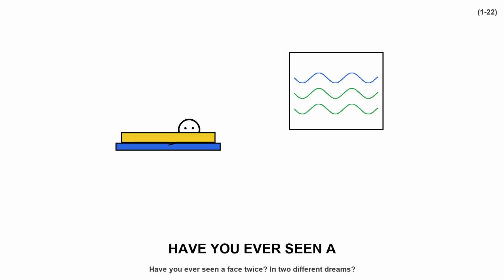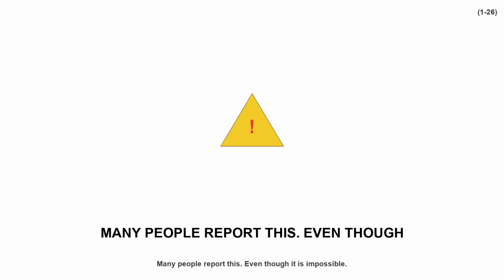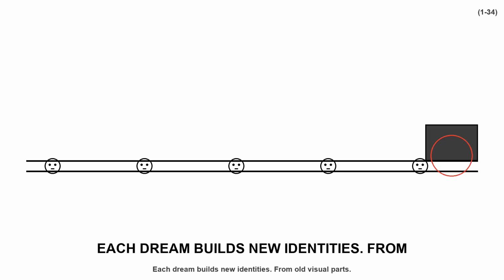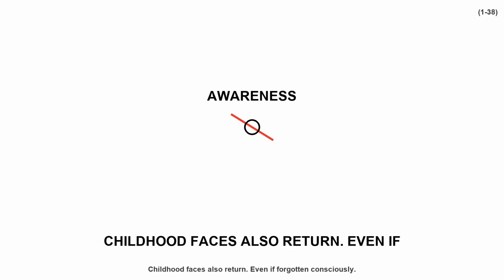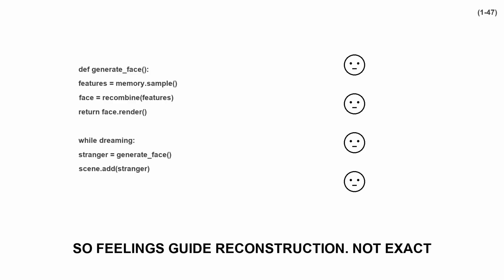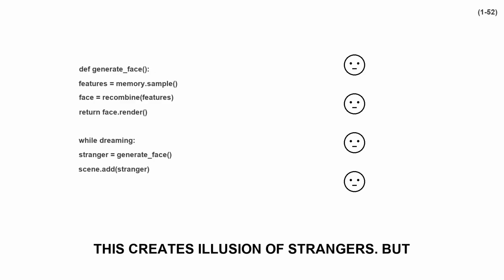Have you ever seen a face twice? In two different dreams? Many people report this. Even though it is impossible. The brain reuses templates. Like characters in a story. Each dream builds new identities. From old visual parts. Childhood faces also return. Even if forgotten consciously. Emotional memory remains stronger than visual memory itself. So feelings guide reconstruction. Not exact visual recall. This creates the illusion of strangers.